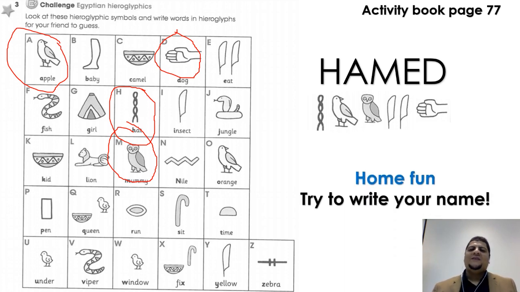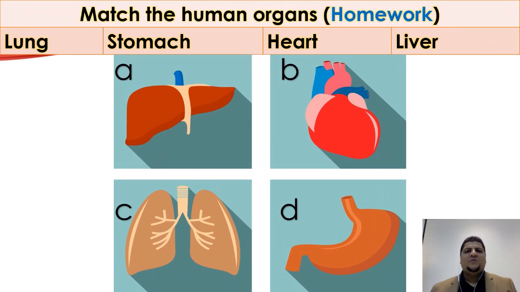All I want you to do now for home fun is to try to write your name, write the name of your family, whatever. So you just try to exercise this for fun. Okay? I want you for homework to match these pictures with the vocabulary.